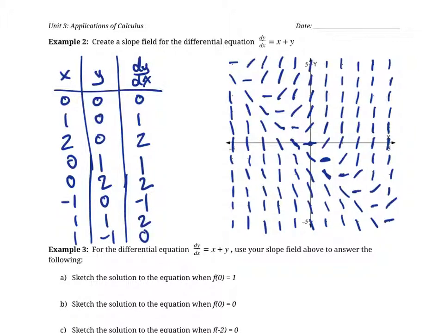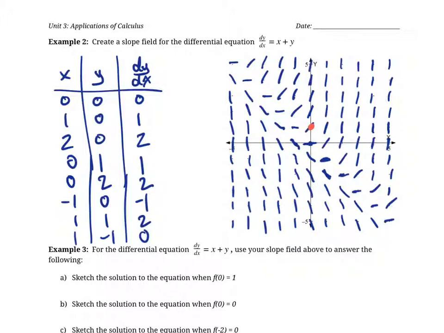Something like that. So look at the patterns. Look at which direction the function is going to go. It follows these slopes because remember, these represent the slope of the original function at any point. So it's asking us in this question to sketch the solution to the equation when f at 0 is 1. Basically this is saying where you're at the y-intercept, if you're starting the function here, what's the function going to look like? The original function, the solution to this differential equation.